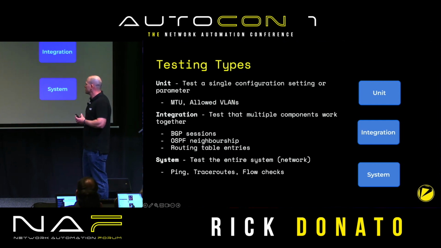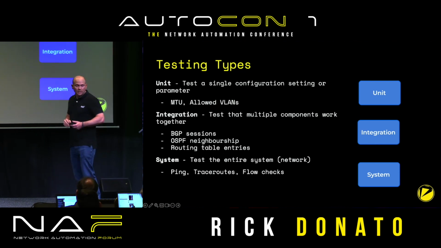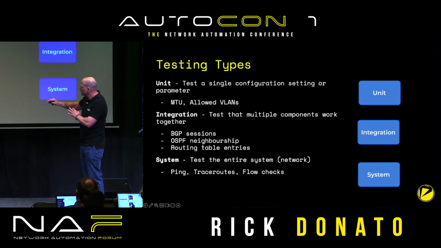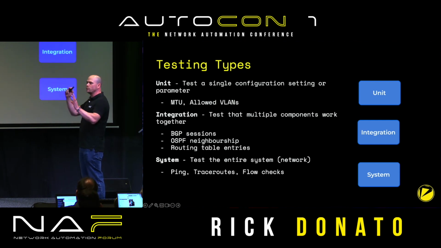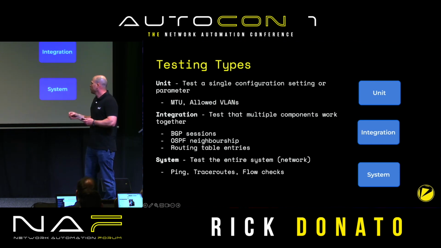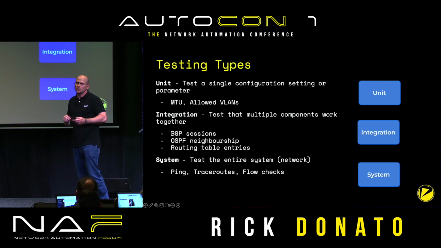And then you've got system level tests, where you test the entire network, your entire system, things like pings, traceroutes, and flow checks. The interesting thing here is that when you do a ping, traceroute, or flow check, under the hood you're testing so many different things. You're testing your IGP, your routing, all of your MTUs, everything. All those unit level things all need to be working in harmony.